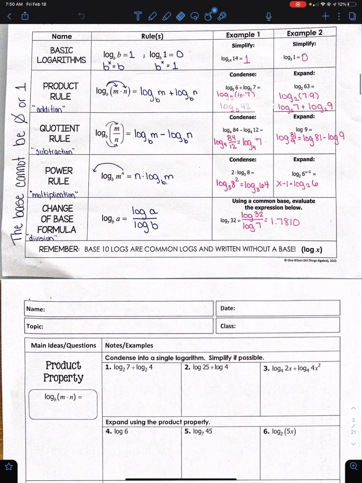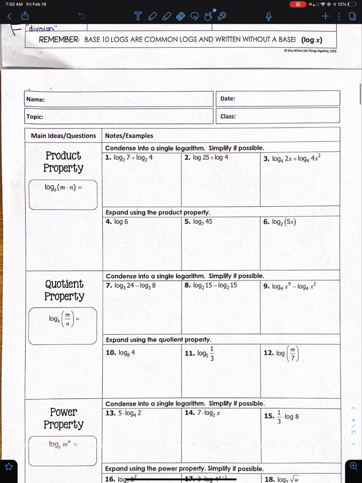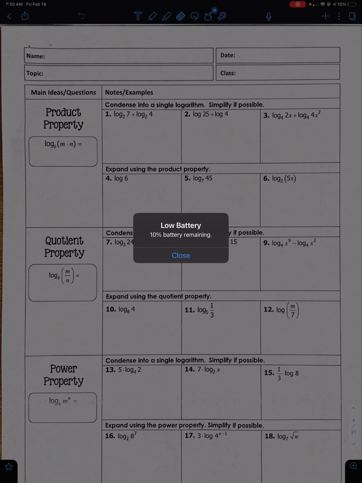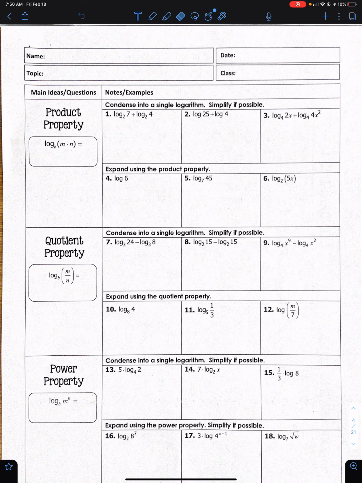All right. So the first thing we're going to be looking at is product property. So product means that we multiply. So when I have two things that I'm multiplying, okay, let's get the pen here. So if I have log b of m and I am adding it, I know I said multiplication, so bear with me, to log b of n, addition is a quicker way of adding stuff together. So I want to condense these.